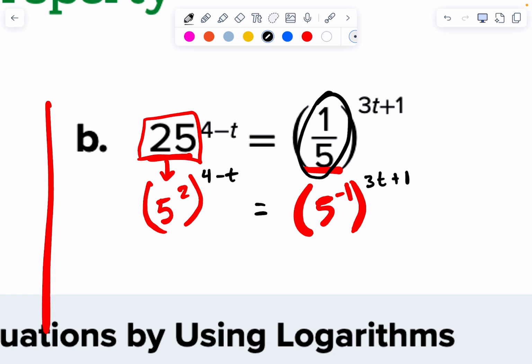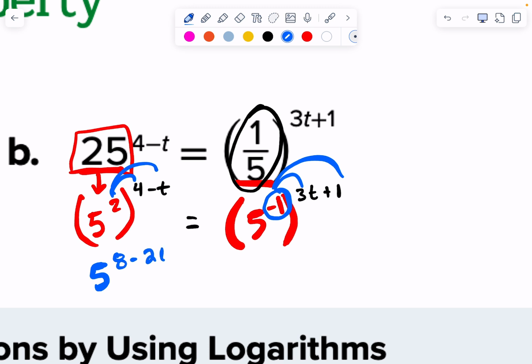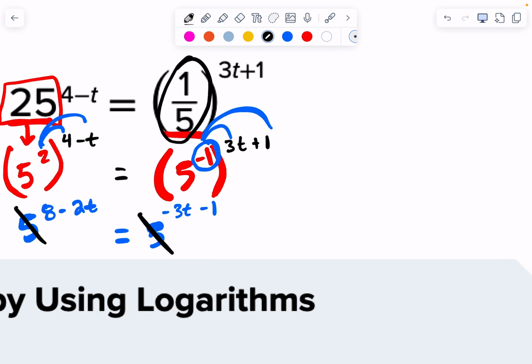Now, before we cancel the 5s, or I guess you could do these at the same time if you get used to this and want to do multiple steps at once. Before we cancel the 5s, I take this 2 right here, and I distribute it through. It's like multiplication. I take this -1 and I distribute it through. So this is now 5 to the 8 minus 2t power equals 5 to the -3t minus 1. Did I do that right? I have changed the base on both sides to be 5. And now, since it's 5, I can cancel both of those. You could have done that all in one step, which is fine.